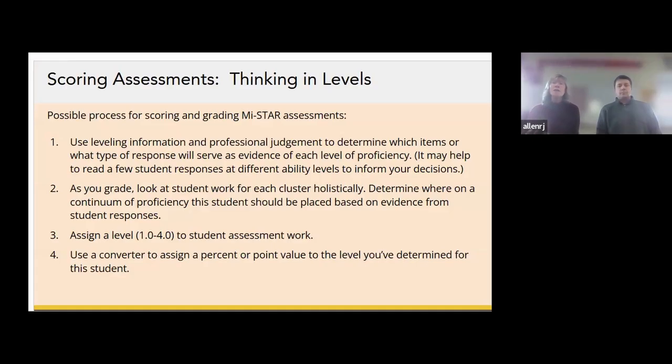As you grade, look at the student work cluster holistically. Determine where on that continuum of proficiency this student should be placed. So I read the whole thing. Oh my gosh, they missed the first one, the multiple choice that was easy, but oh my gosh, they hit it out of the park on that part D. So I'm going to ding them a little bit, but they showed me that they understand. They must have read something wrong in that part A. Okay, assign them a level. I think this student is at a level 3.5.